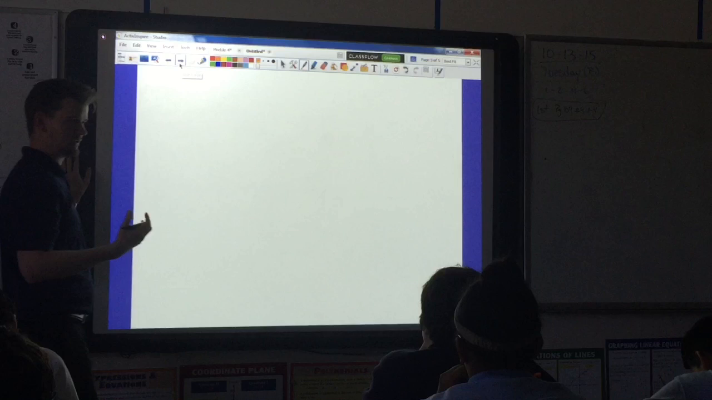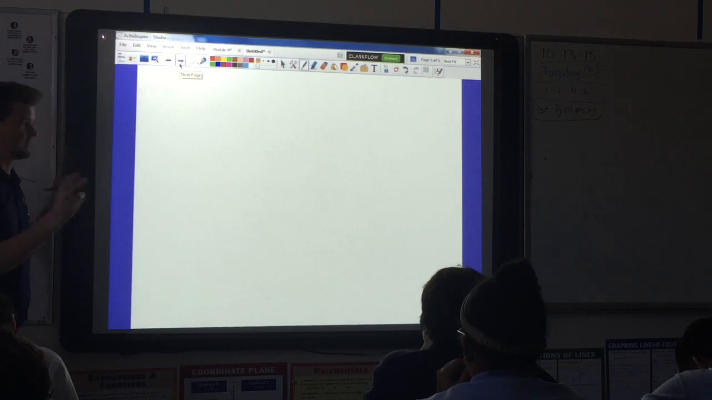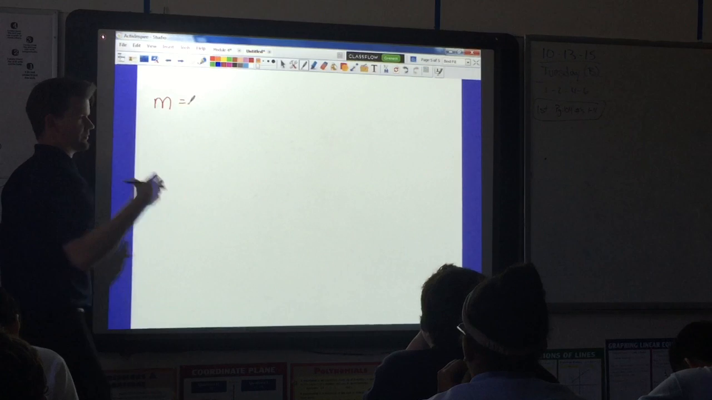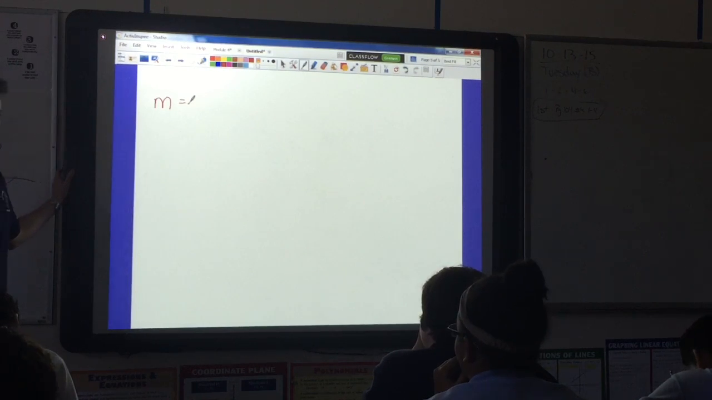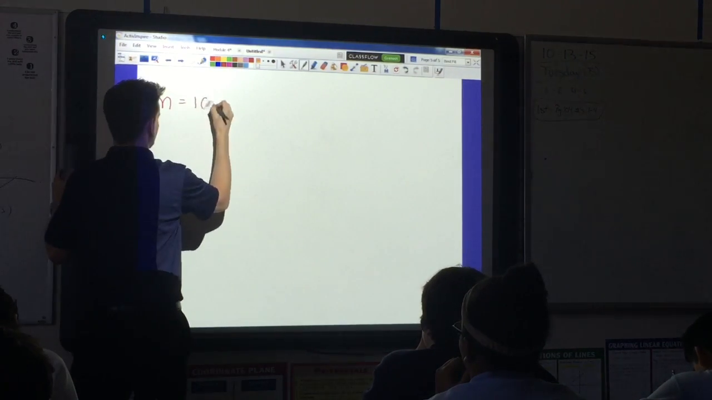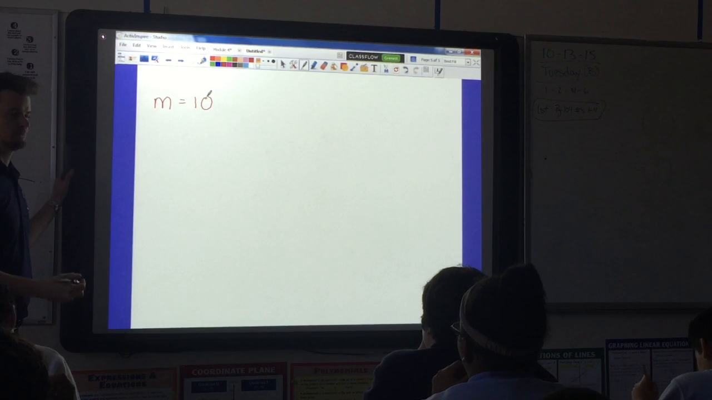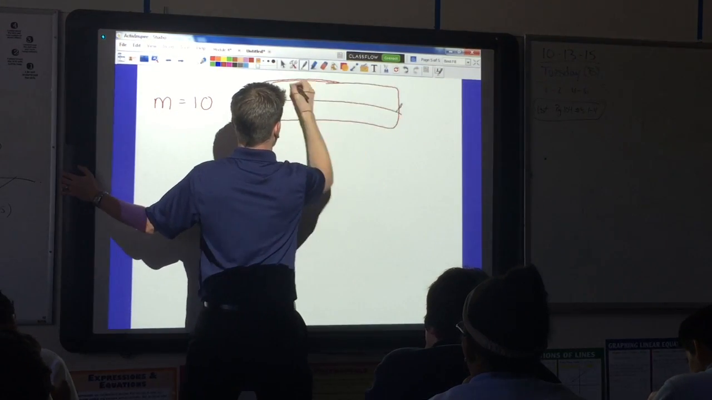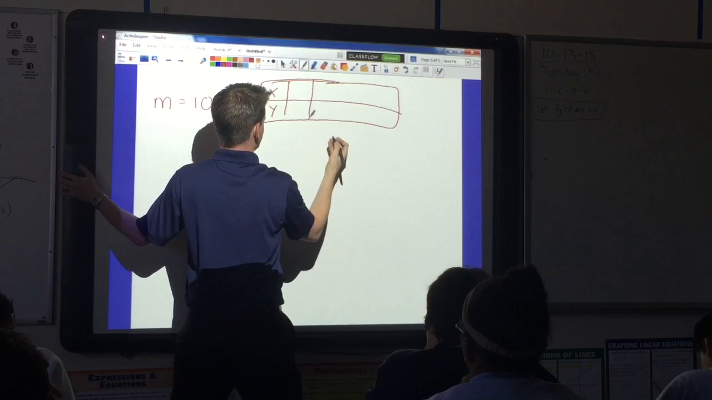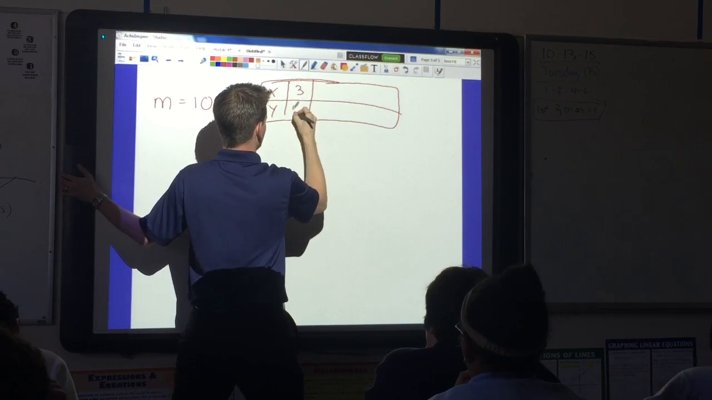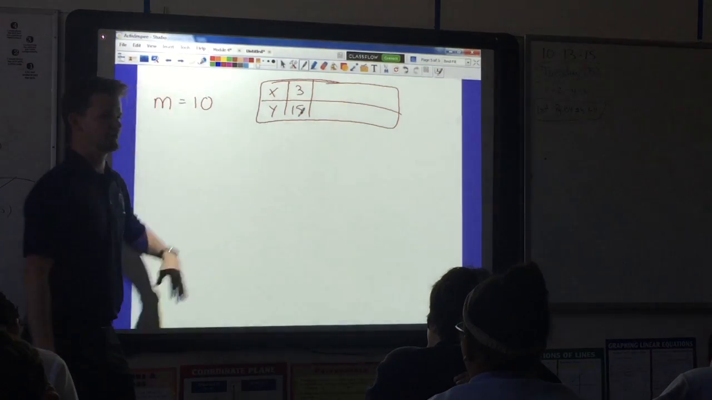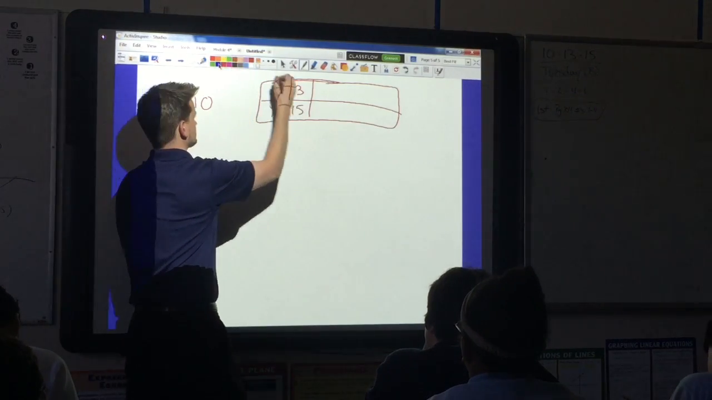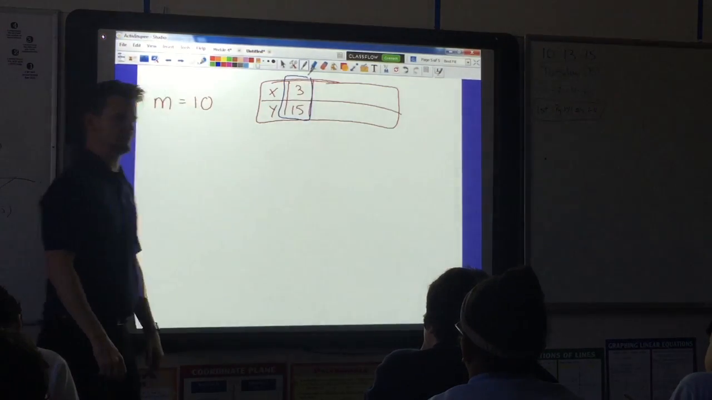Okay, so let's say that we had our table, and we found our slope. Somebody give me a number, I don't care. Okay, m is 10. Let's say that in this table of values we have x, y, and let's say that we have 3 over 15. We don't need to worry about the other values in the table. All I need is one coordinate pair in order to find the y-intercept.